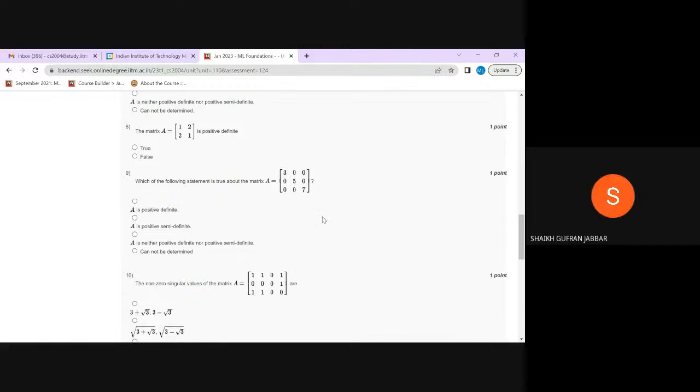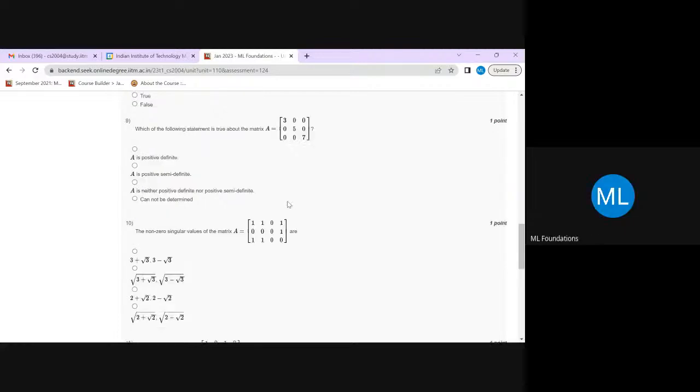Positive definite, sir. How? The first element of the determinant is positive. What is the determinant value here? The 2 by 2 determinant has the value 15, and what will be the eigenvalues for this 3 by 3 matrix? 3, 5, 7. All are positive, so it is positive definite, right?